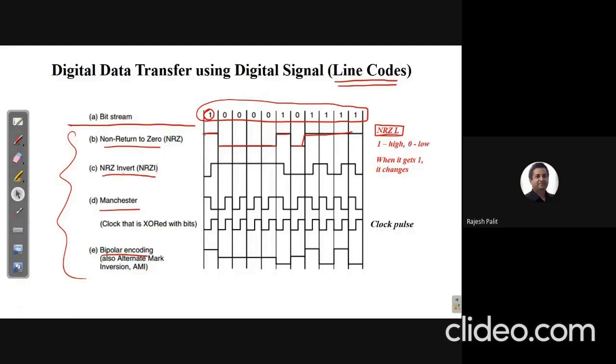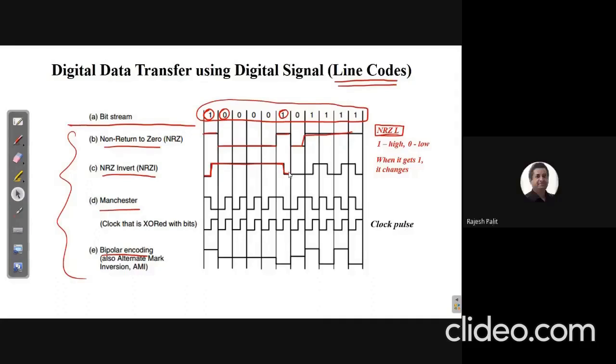So when it needs to transmit 1, it changes the level. So it was 0, it becomes 1. And when you need to transmit 0, it does not change the level. When you get 1 again, it changes the level from 1 to 0. That means in NRZ-I, when you get 1, you change the level at the middle of the signal.